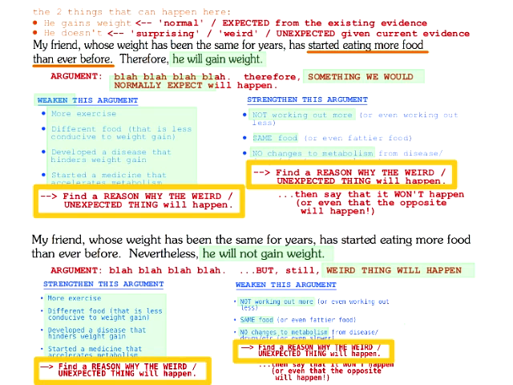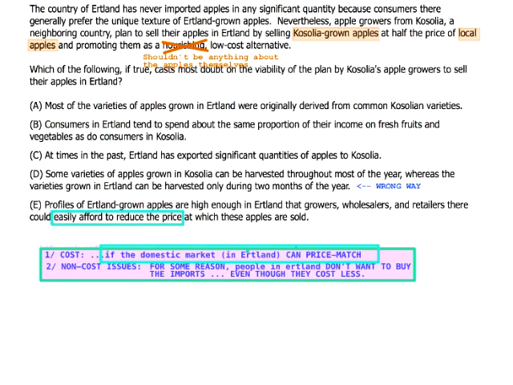So that's the point. Whenever you read these arguments, you should be brainstorming why they will not, or why the weird thing will happen. In the case of the apple prices, the weird outcome would be if the apples don't sell. The normal outcome is that they will, because they're cheaper. So this boils down to why they might not sell, and you don't really need to think about why they might sell.